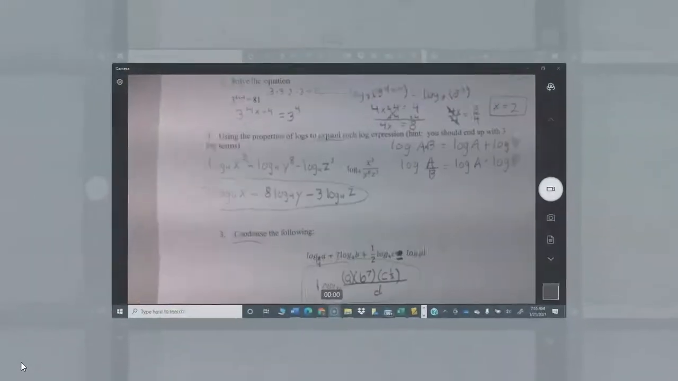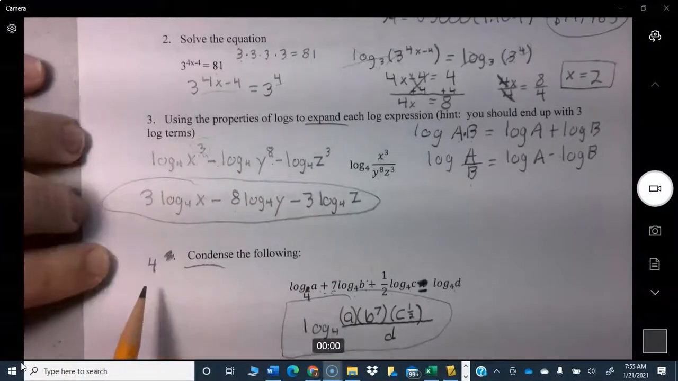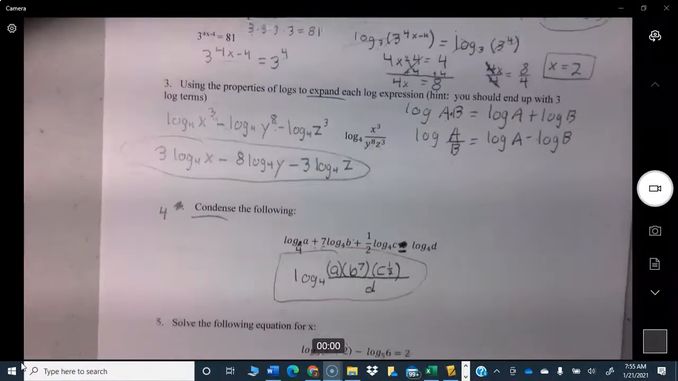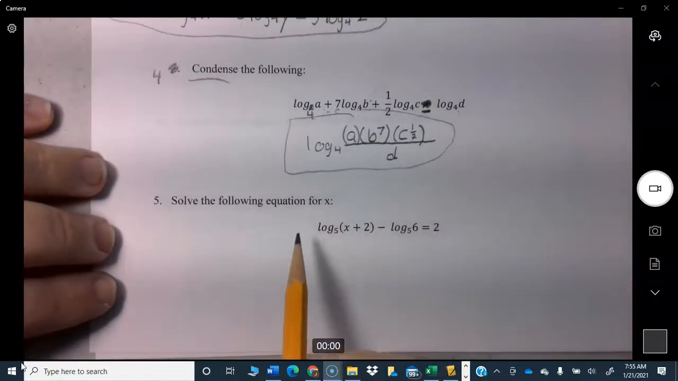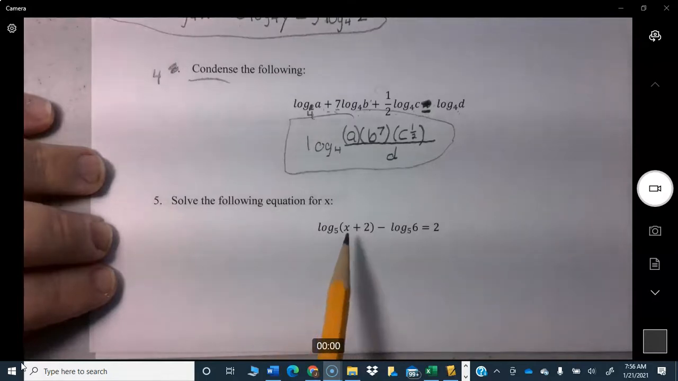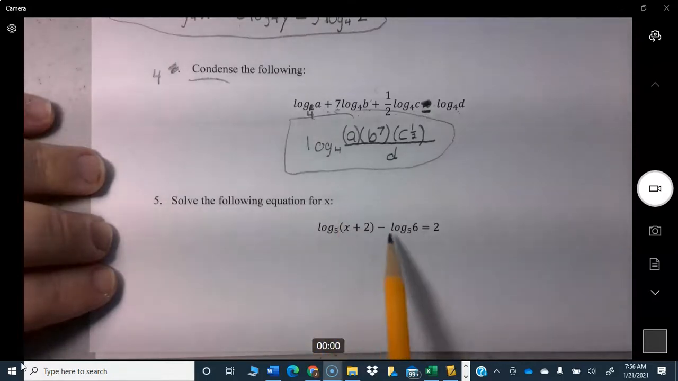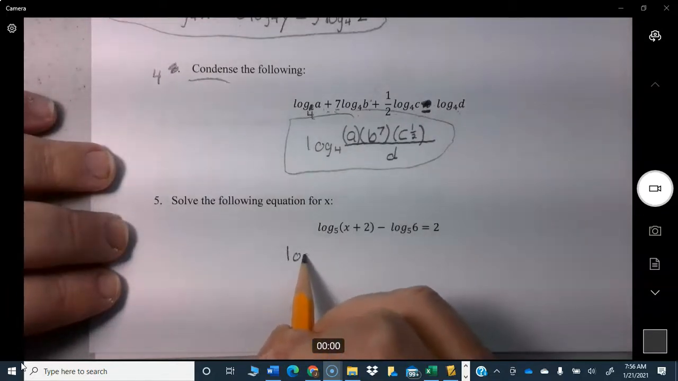All right, in problem 5, by the way, this said 3, and again, that was a correction I should have made. That should be problem 4. Okay. All right, problem 5 is you're supposed to solve for x. You have a couple logarithms. So the first thing we do is we condense this the way we did right here. So it's going to look like this.